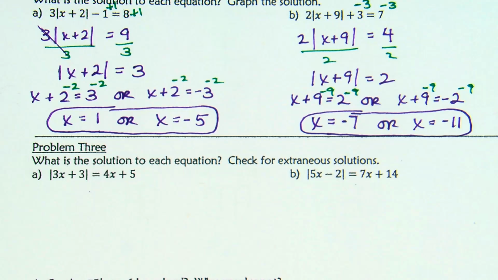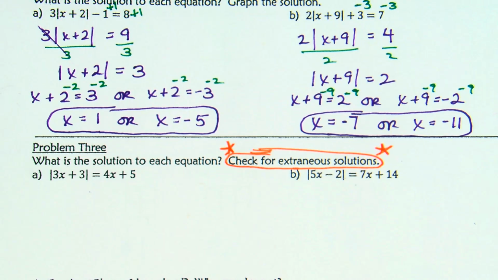But here's where it really matters. All of our other solutions would have worked. Here, we're going to run into some extraneous solutions where maybe one answer will work and the other answer won't work. Okay? Now, basic steps are the same. I'm going to start off by telling you to get the absolute value by itself. As we look at A, what do I need to do to get the absolute value by itself?